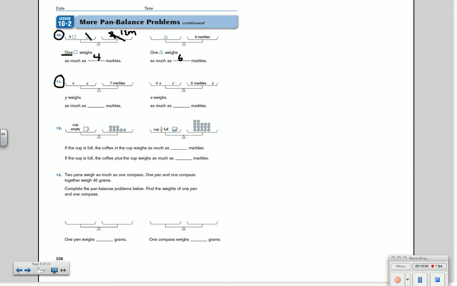Let's move on to question 11. X and Y equals 7 marbles. So x plus y equals 7 marbles. Look at my next equation. I do notice that there's a y on each side, so I'm going to take off a y on each side. And I'm going to see that 1x would weigh as much as 2 marbles, because 4 divided by 4 is 1, and 8 divided by 4 is 2. So that means there's 2 marbles on this side. And I can take off 2 marbles from this side. I could take 2 marbles off of here and be left with 5 marbles. So y equals 5 marbles.